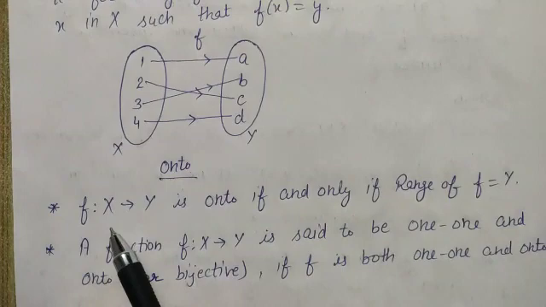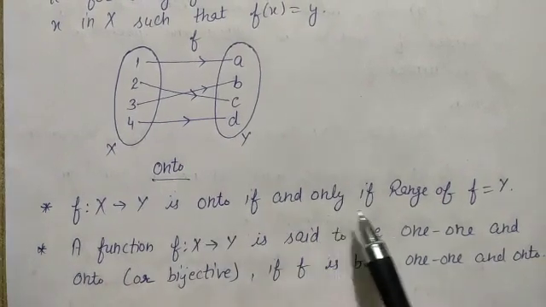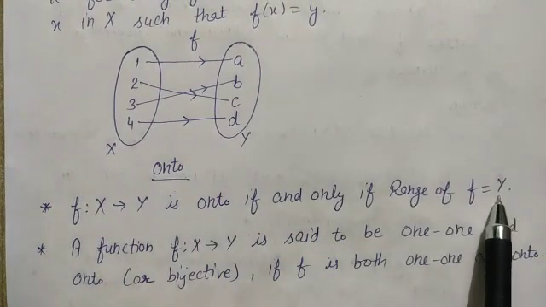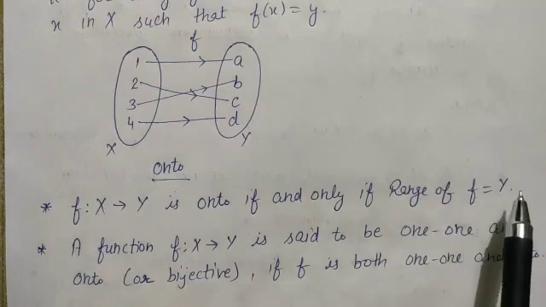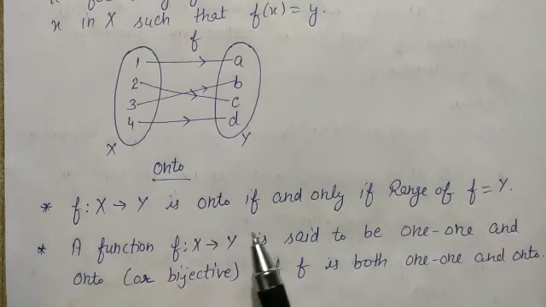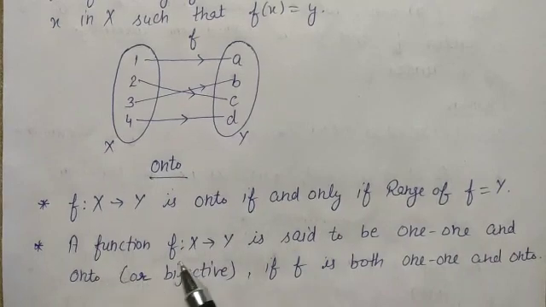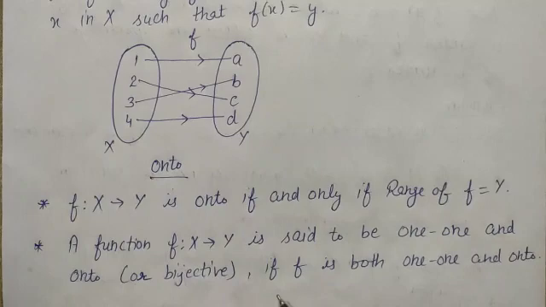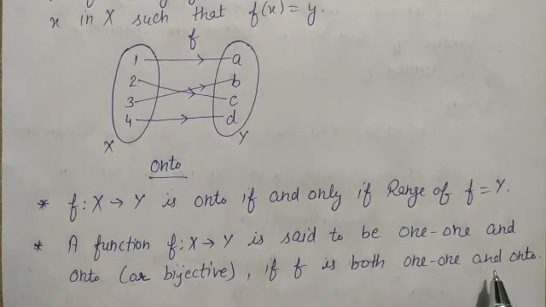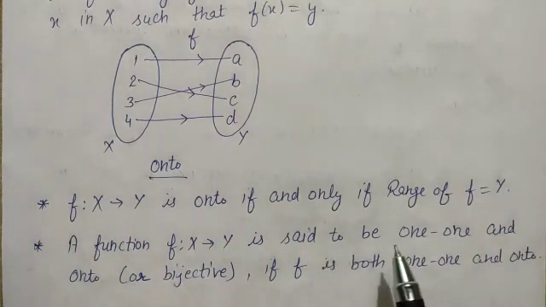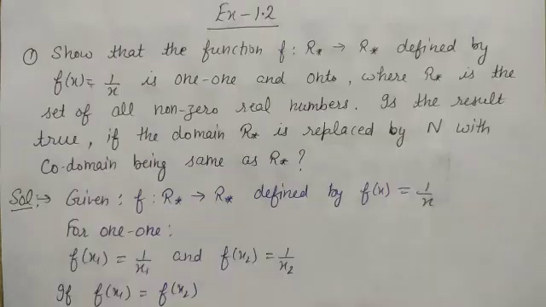Now a function from x to y is onto if and only if range of f equals y. अगर रेंज ऑफ एफ जो है वाई के इक्वल आती है तो वो फंक्शन क्या होगा? ऑन टू फंक्शन होगा. A function f from x to y is said to be 1-1 and onto, or bijective, if f is both 1-1 and onto. अगर कोई फंक्शन 1-1 एंड ऑन टू होगा तो हम उस फंक्शन को बोलेंगे 1-1 एंड ऑन टू फंक्शन और बाइजेक्टिव फंक्शन.